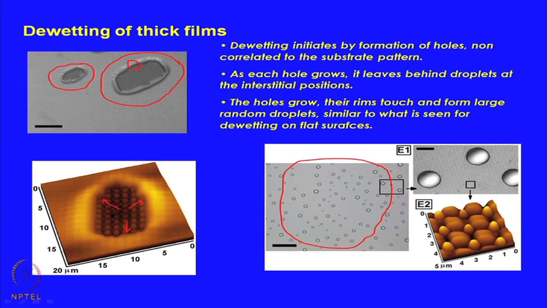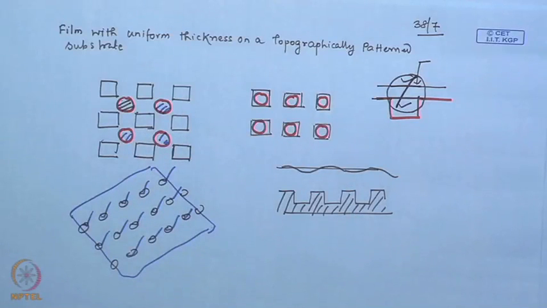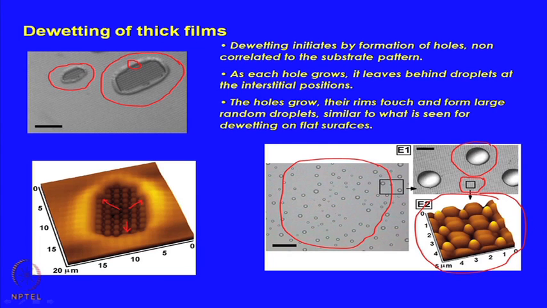If you see a low magnification image, you see some random droplets which very much resemble the dewetting on a flat surface. If you examine with a higher magnification image, you can see that these droplets are not resting on a flat surface, but they are actually resting on a topographically patterned surface. And if you investigate each of these zones, you again see a structure where you have tiny droplets occupying each interstitial location like this. So, for a thicker film, you actually are able to generate a multi-length scale structure by dewetting on this type of a surface.